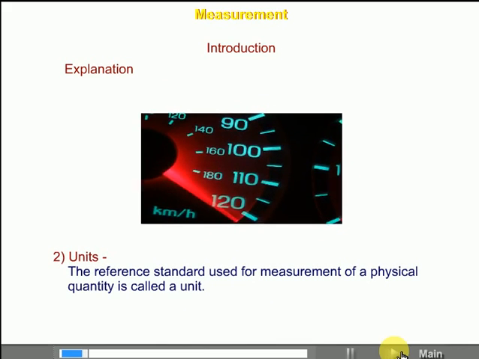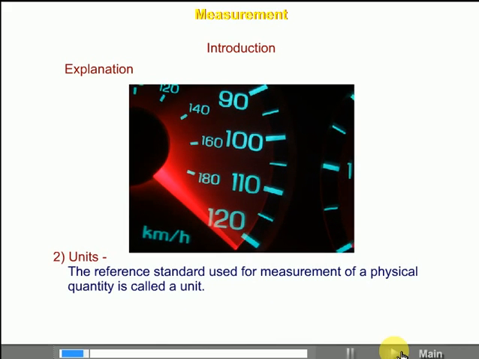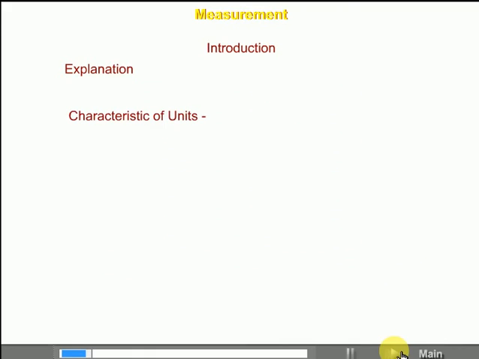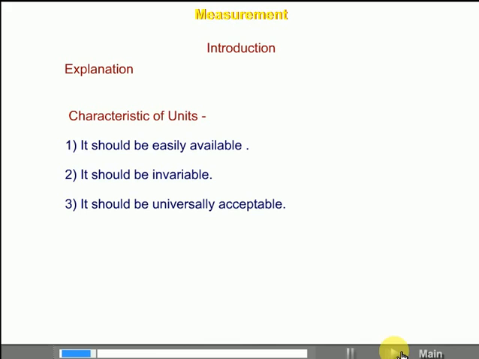Unit. The reference standard used for measurement of a physical quantity is called a unit. Characteristics of unit. It should be easily available. It should be invariable. It should be universally acceptable.